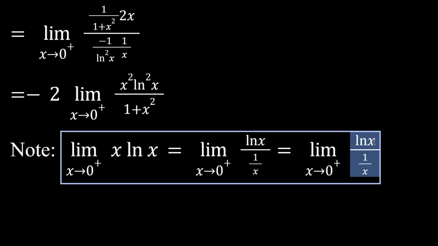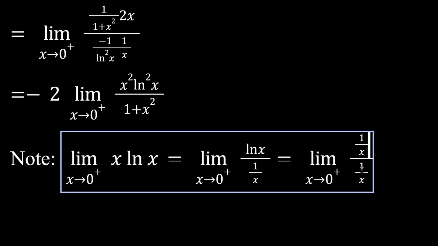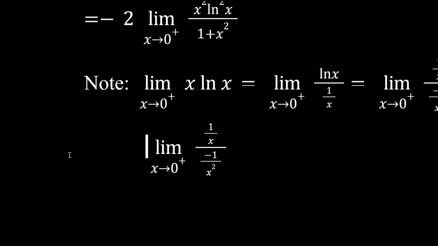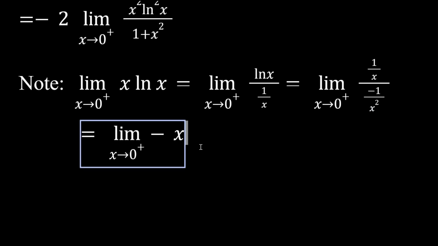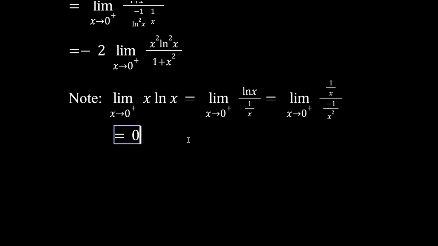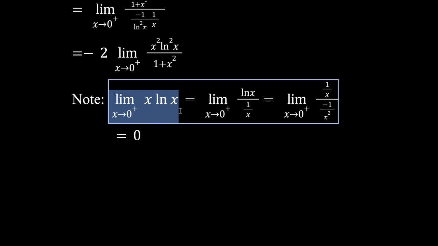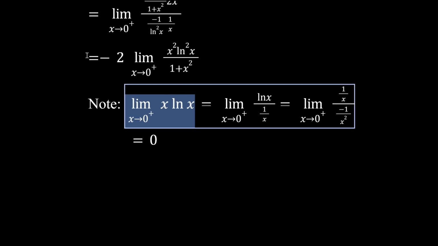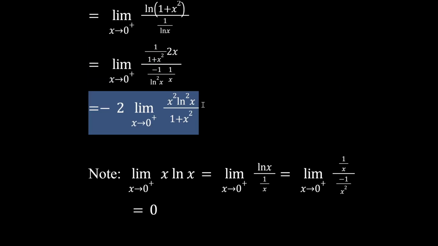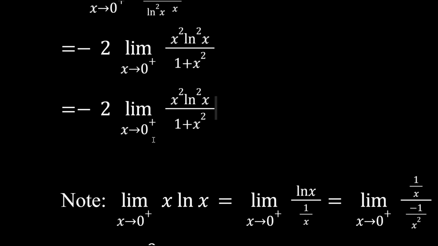We can do L'Hopital's rule. You'll get a 1 on x when you differentiate at the top, and at the bottom you get minus 1 on x squared. And then you can probably see when you just multiply by x squared, you get a minus x, and as x goes to 0 plus, this is clearly just going to be 0. Great, so x log x goes to 0 as x goes to 0, and that means the limit of the numerator, which we were trying to find, is just minus 2 times 0.